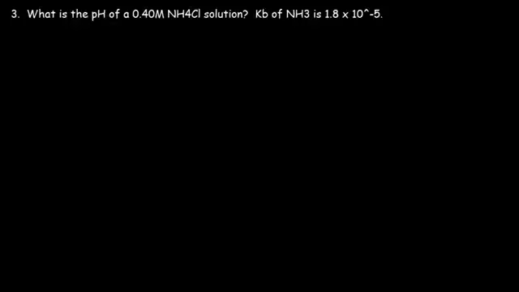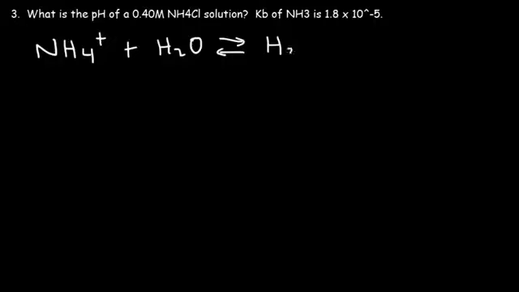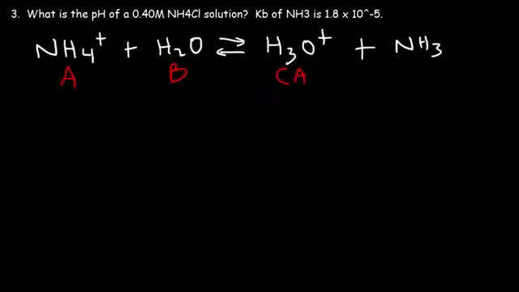So what should we do in this problem? We need to realize that NH4 plus is a weak acid, because NH3, the conjugate base, is a weak base. So let's write the reaction when it's added to water. Because it's a weak acid, it's going to donate a proton to water. And so we're going to get the H3O plus ion and also NH3. So NH4 plus is the acid, it's the proton donor. Water is the base, the proton acceptor. H3O plus is the conjugate acid. NH3 is the conjugate base.